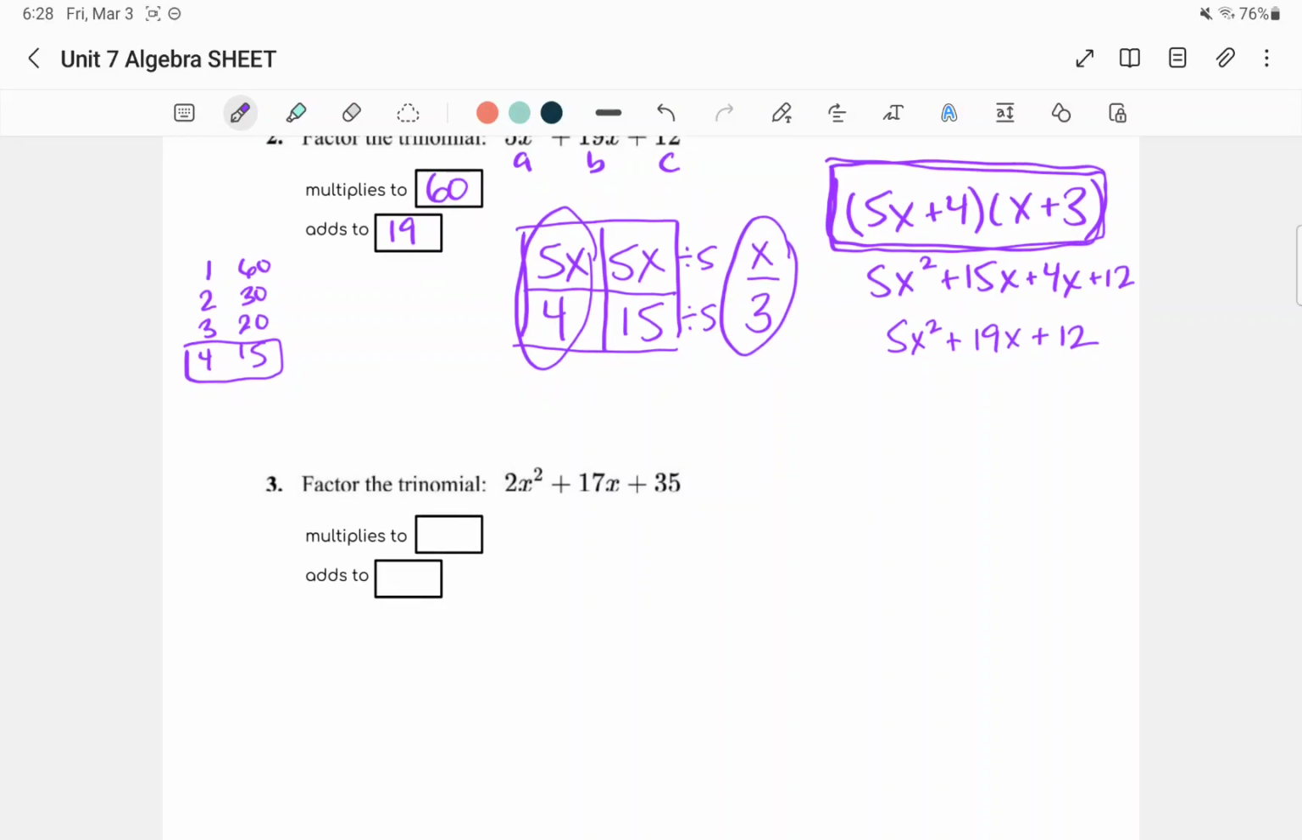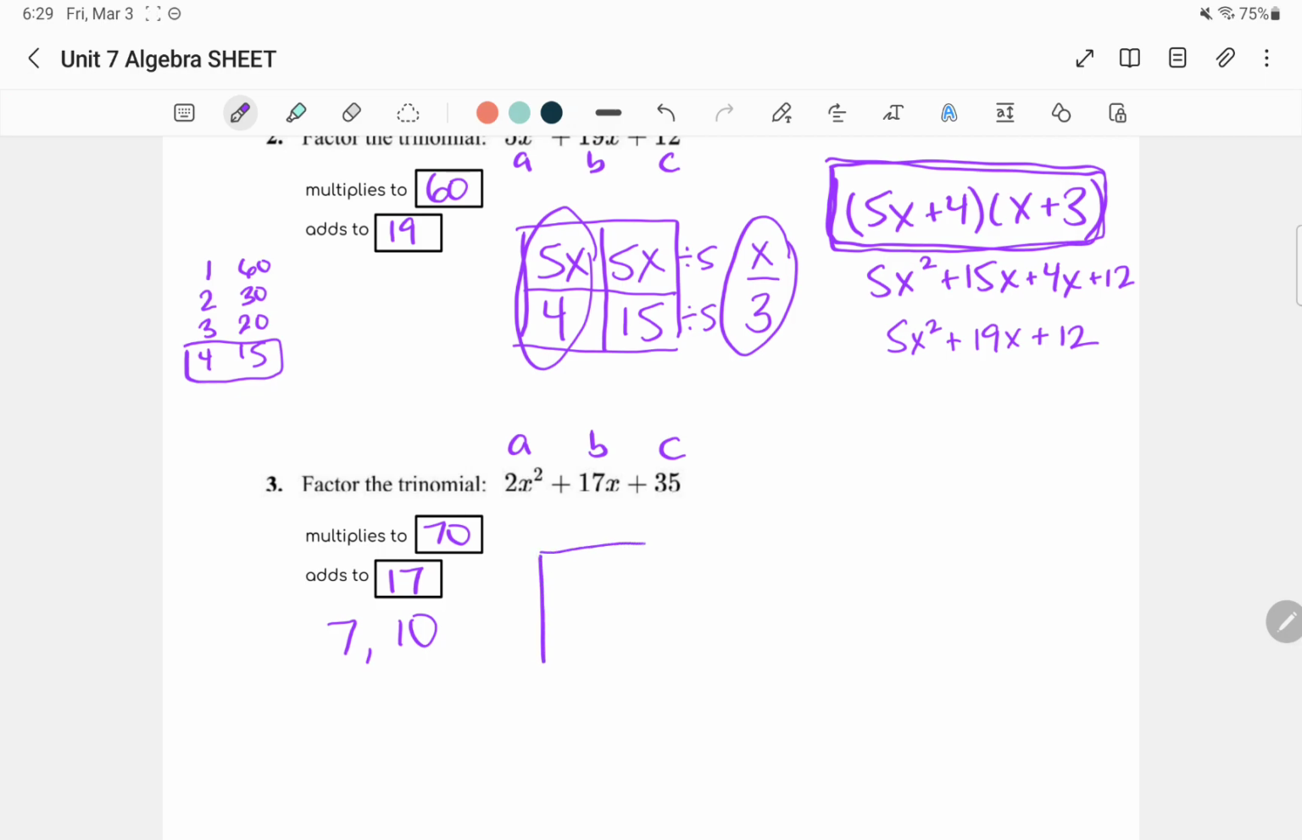So first, let's figure out what is AC. Let's put A, B, C. So what's AC? That would be 2 times 35, which is 70. AC means A multiplied by C. So 2 multiplied by 35 is 70. And then B is 17. So what multiplies to 70 and adds to 17? Just for the sake of time, I'm going to skip ahead to what the numbers are going to be. So it's going to be 7 and 10.